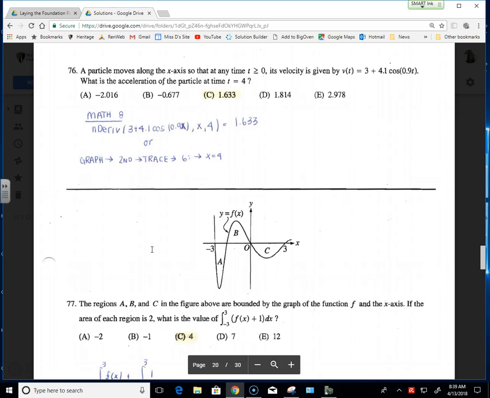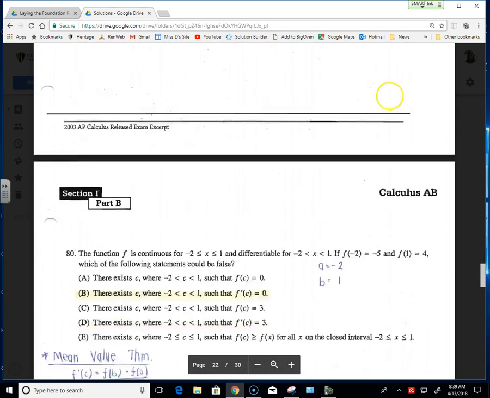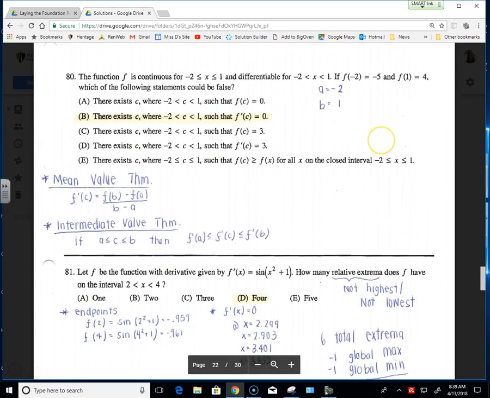76 to, let's just go over graphing calculator. Anybody have anything like in the 70s or 80s? Start somewhere. Let's start at 80? Okay. Number 80.